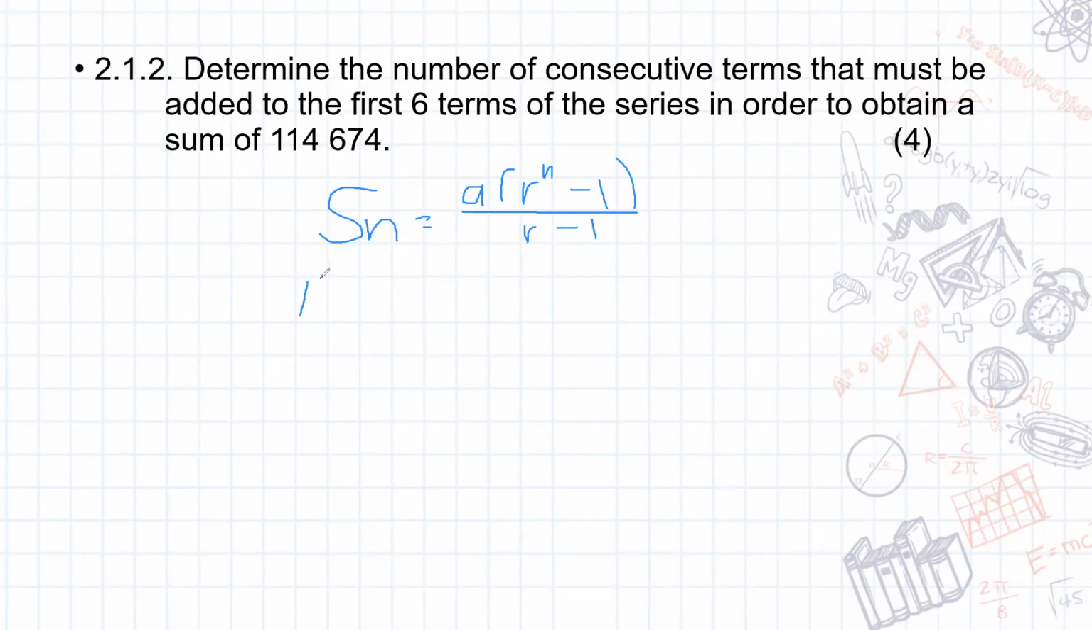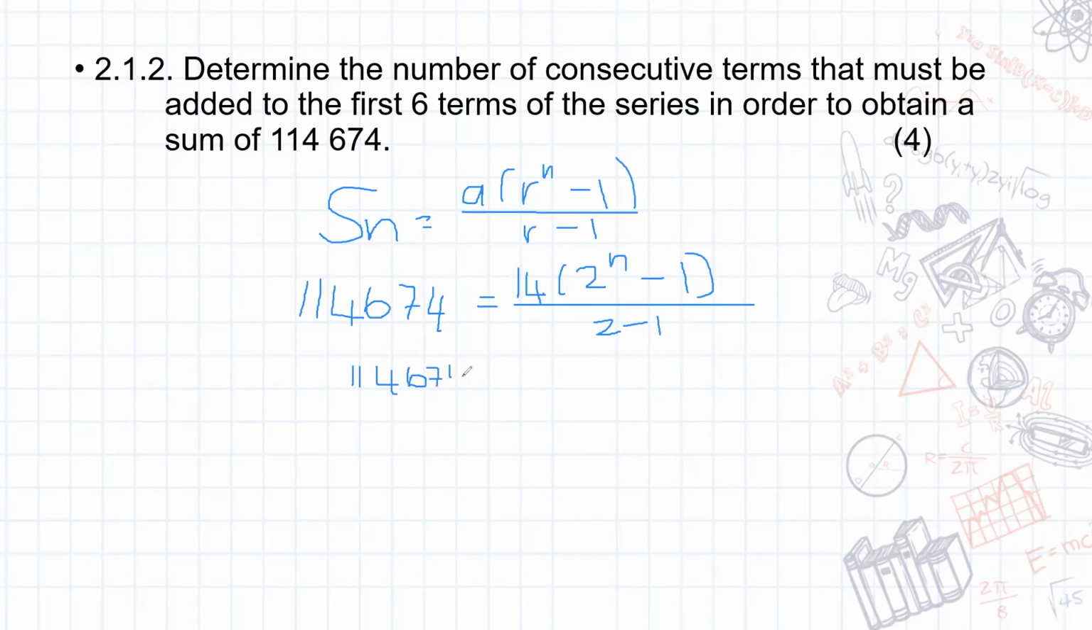So our sum is 114,674. And we substitute in our values, so it's sorry, it's not A, it is 14. And R is 2, so it's 2 to the power, and we're looking for n minus 1 over 2 minus 1, which is actually just 1, and so that basically drops, because when something is divided by 1, it is just that number. So now we have 114,674 is equal to 14 times 2 to the n minus 1.